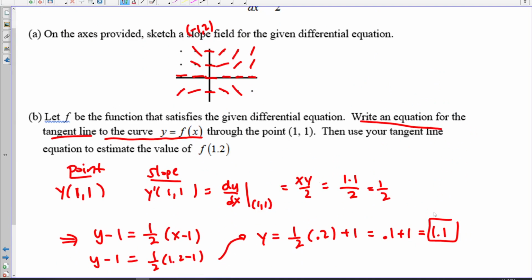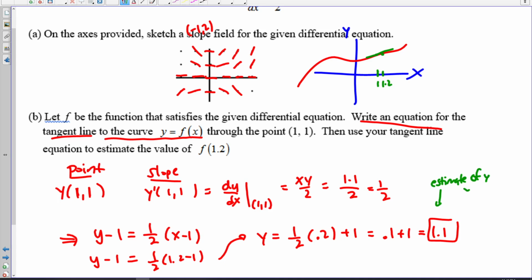Okay, so what it's saying is I don't know what the curve is. So I have some curve. And it's saying go to 0.11, so go to this point, and get a tangent line there. Estimate what the real value at 1.2 is. So here's the real value at 1.2. How close am I using a tangent line versus the real value? This is an estimate of y using a tangent line.